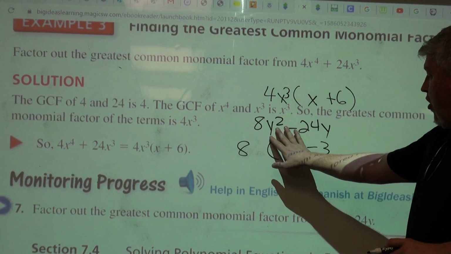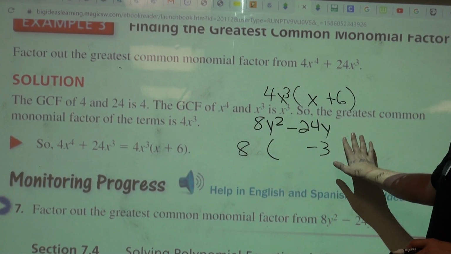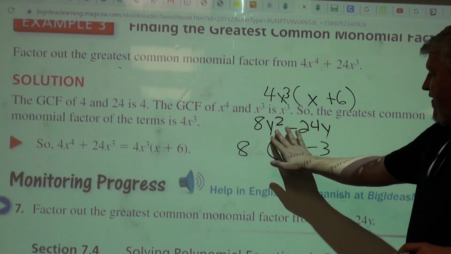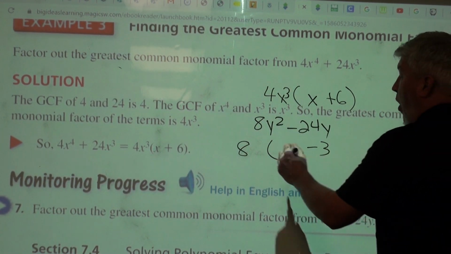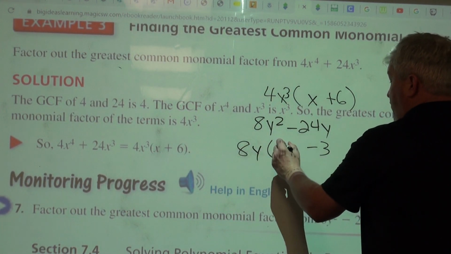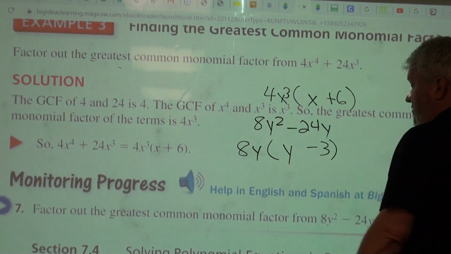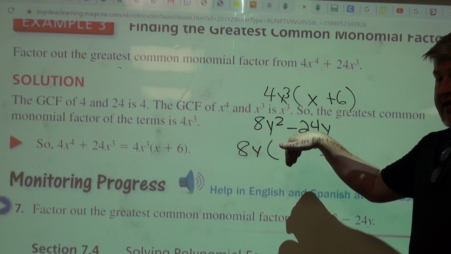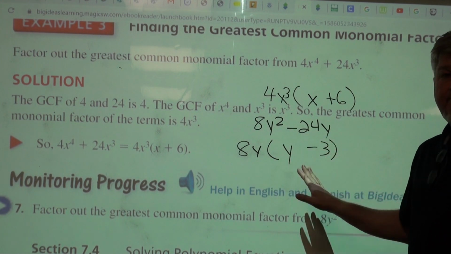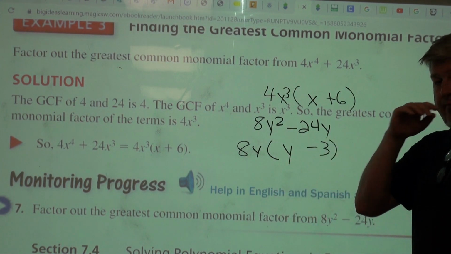Now I have a y squared and a y. The greatest common factor between the two is 1y here. So I pull out a y on the outside. I'm left with y minus 3. Okay, so it's 8y times, in brackets, y minus 3. That's factoring out a polynomial.